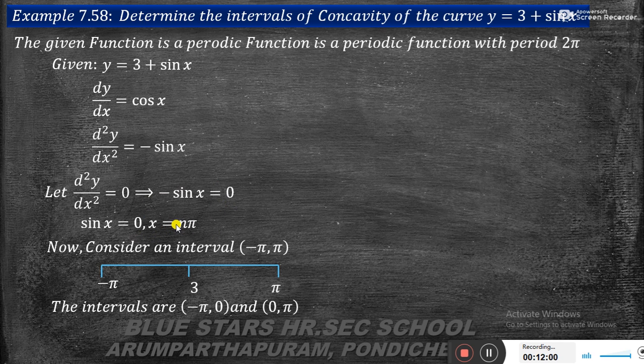So x equal to n pi. Now I consider x equal to 0. Sin 0 is also 0, so x equal to 0, and the general value is x equal to n pi. So I substitute x equal to 0 in the middle. Consider the interval minus pi to plus pi with 0 in the middle. So the intervals are minus pi comma 0 and 0 comma pi.